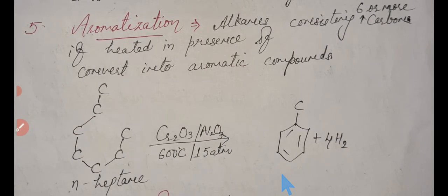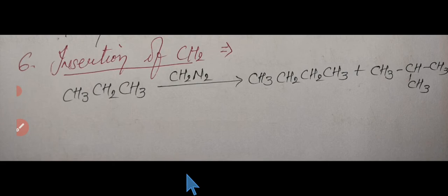Next reaction is aromatization reaction. Alkanes consisting of 6 or more carbon atoms, if heated in presence of Cr2O3 or Al2O3, convert into aromatic compounds. So n-heptane has been converted into toluene here. This is actually a CH3 or methyl group, not a carbon. So n-heptane has been converted into toluene in presence of Cr2O3, Al2O3, and at temperature 600 degrees Celsius and 15 atmospheric pressure. The next reaction is insertion of CH2 group.